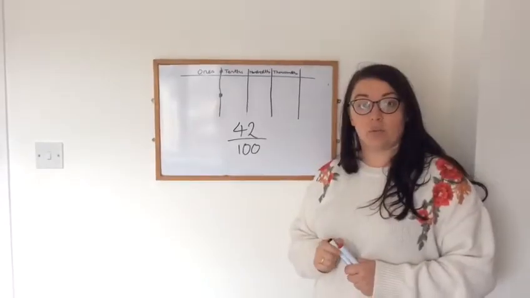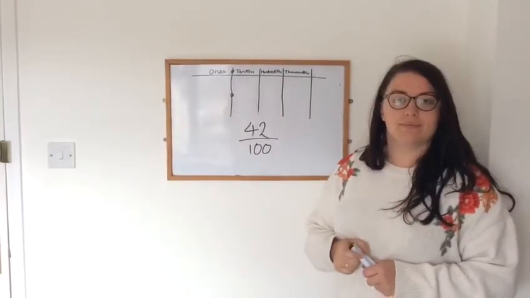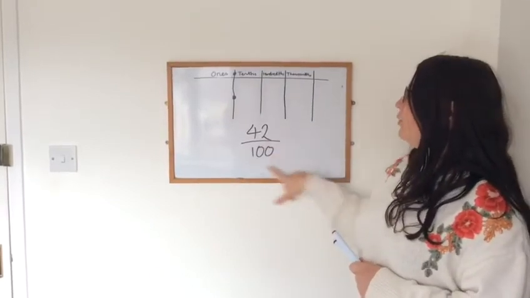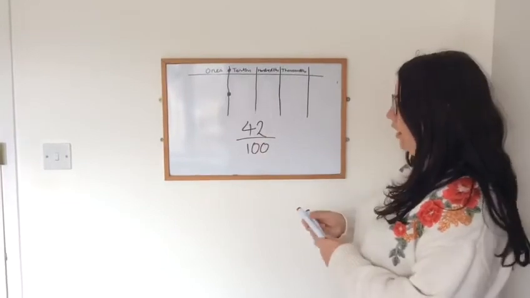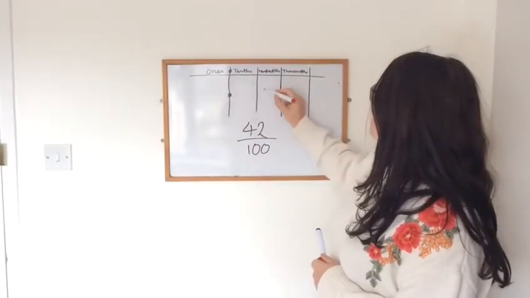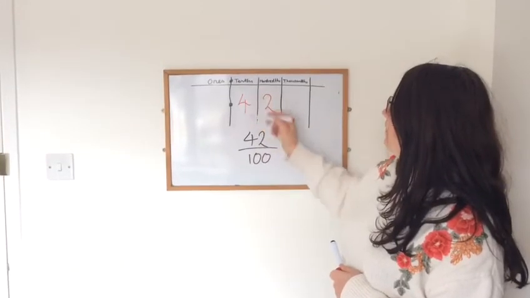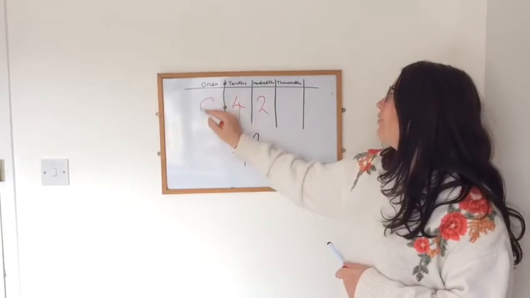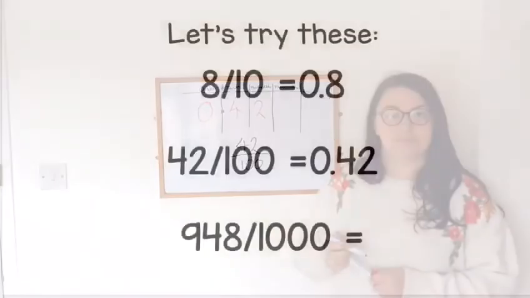Okay, your next one to work through is 42 hundredths. Okay, so for 42 hundredths, it's out of 100, so the last digit, the 2, is going to go in the hundredths column. Then we can just backfill. We haven't got a number in the hundredths column at the top, so that means we haven't got any whole numbers, so the answer will be 0.42.